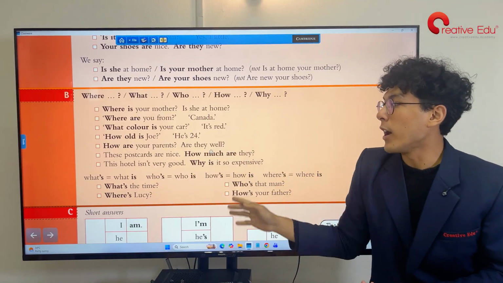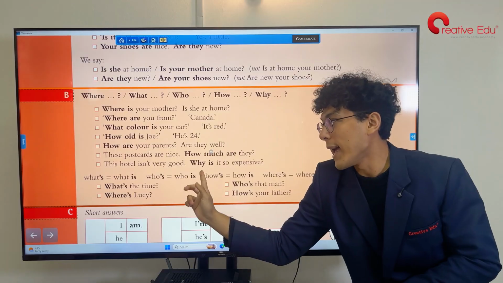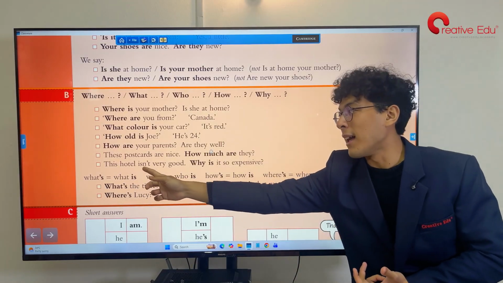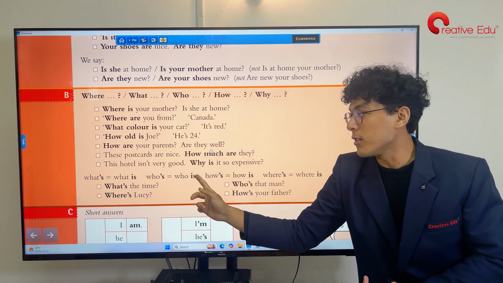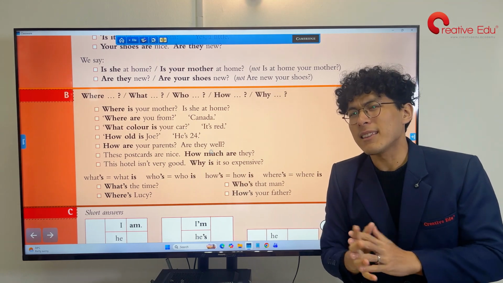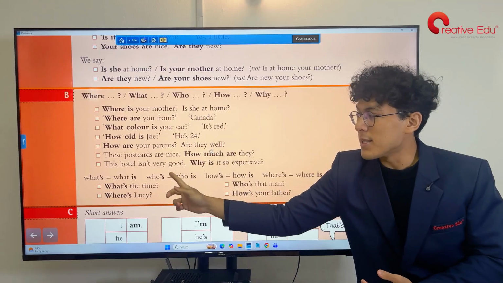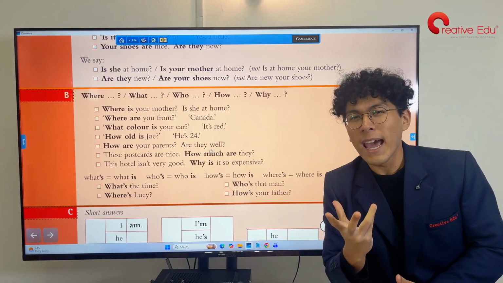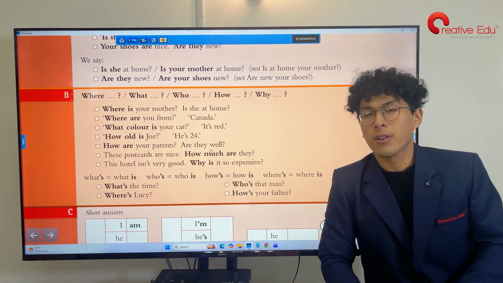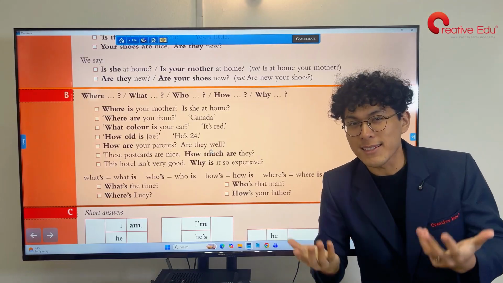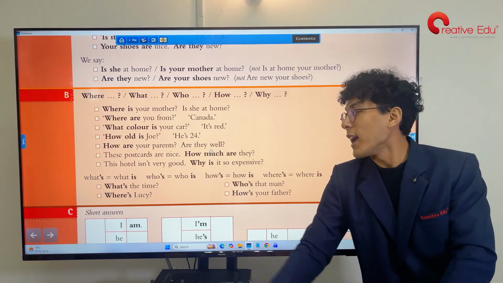Okay, now moving on to why. This hotel isn't very good. Why is it so expensive? When we want to know the reason, we use why.